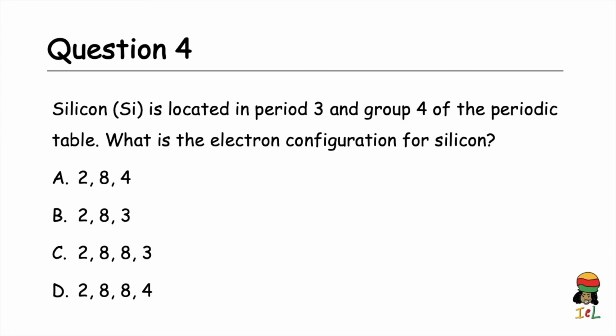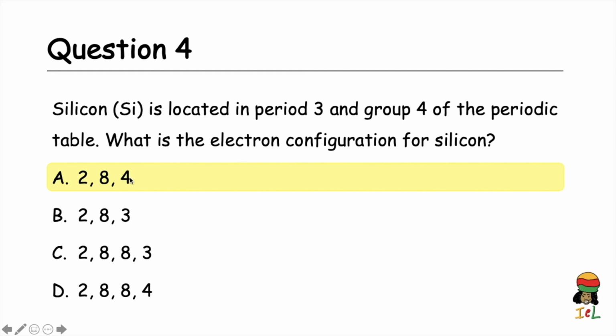Question 4. Silicon is located in period 3 and group 4 of the periodic table. What is the electron configuration for silicon? A, 2 8 4, B, 2 8 3, C, 2 8 8 3, D, 2 8 8 4. The answer is A, 2 8 4. Silicon being in period 3 would have 3 shells, and the third shell would have 4 electrons on it since it's in group 4.